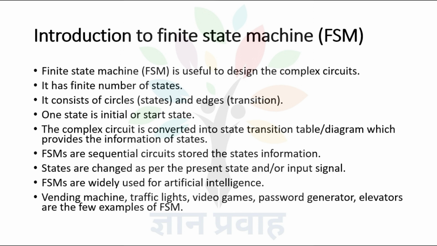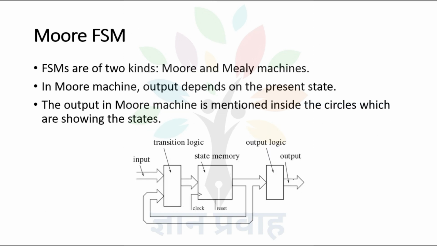Nowadays, FSMs are widely used in many devices or systems where actions depend on a sequence of events. A few examples of such systems are vending machines, traffic lights, video games, and password generators. FSM with output is further classified into two types, Moore and Mealy FSM. Moore and Mealy are named after their creators.